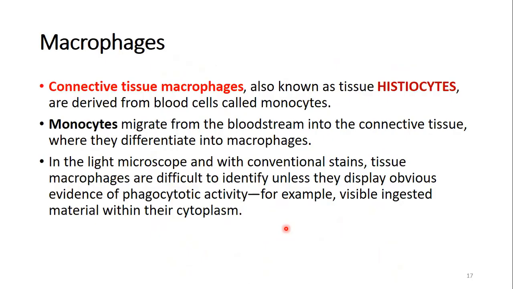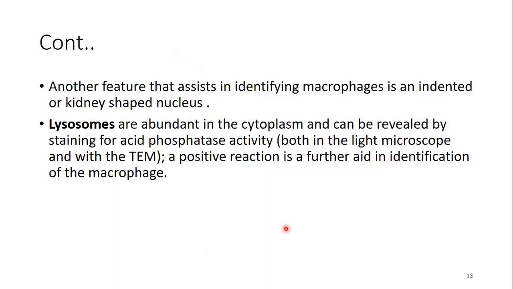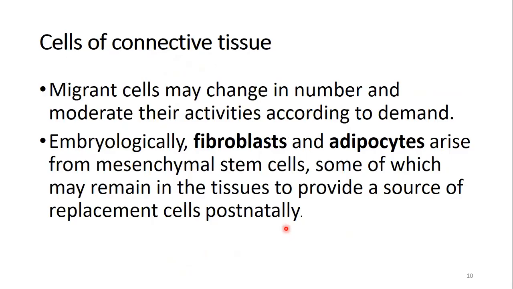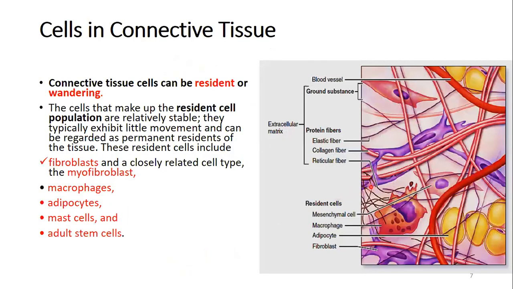Let's look at macrophages. Now, macrophages are shown well here in this structure. This is a macrophage, the largest cell in connective tissue. This cell is large for a simple reason, because it must have the capacity to engulf other cells. So it must be large.